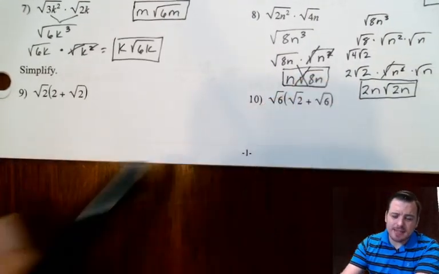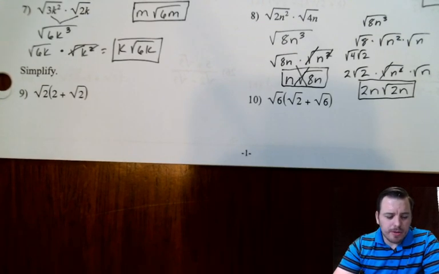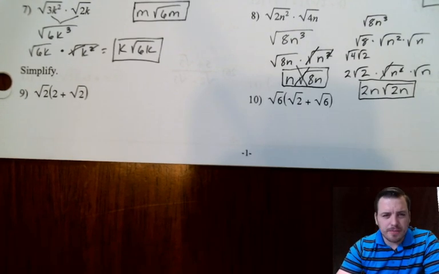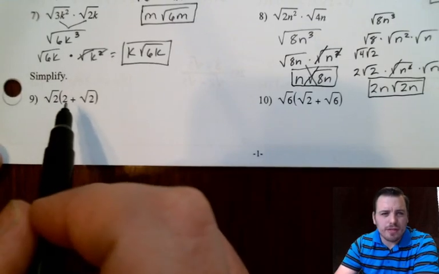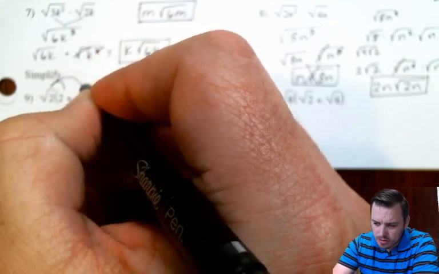Jumping down here to number 9, it says simplify these. Now notice this is distributive property, so the same kind of rules apply. So let's jump into it. Number 9, radical 2 times 2 plus radical 2. Distribute, distribute.